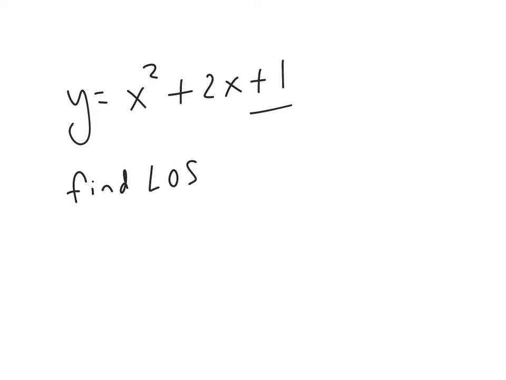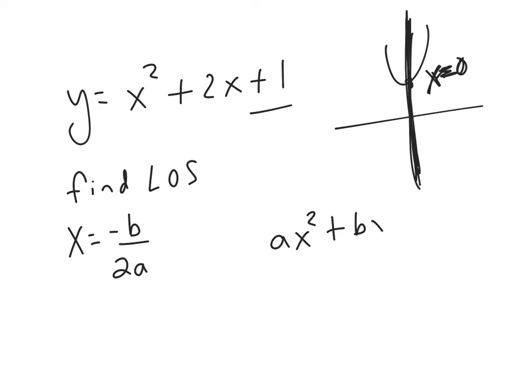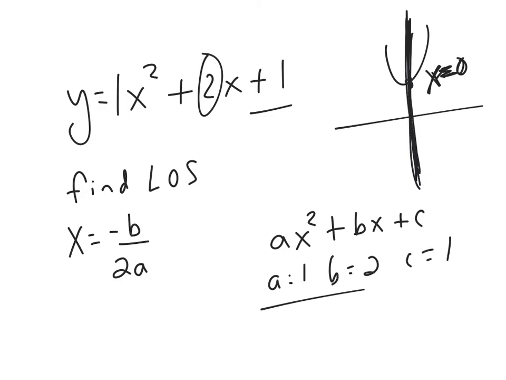If you think back to when we were doing it here, and this was our line of symmetry right here, that line was x equals 0, okay? Remember that? A vertical line is x equals, and if it's on the y-axis, that's 0, okay? So our line of symmetry is always going to be x equals something, and it's negative b over 2a. Now, we haven't talked about this, but standard form is ax squared plus bx plus c, okay? And so in this case, a is 1, b is 2, and c is 1. And we don't care about c for right now. We care about these two.